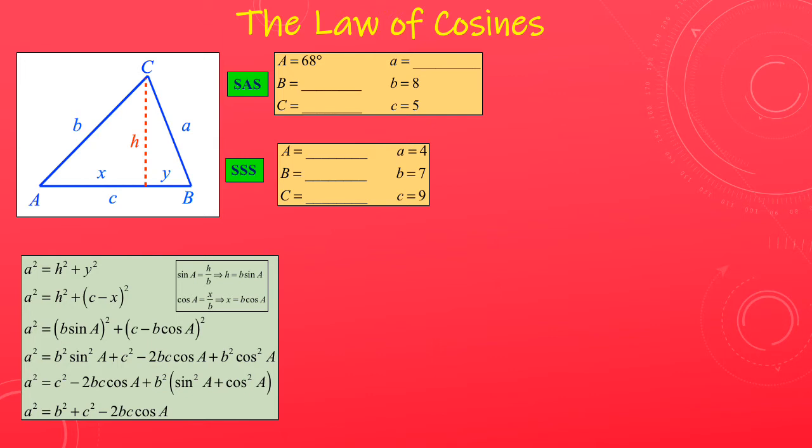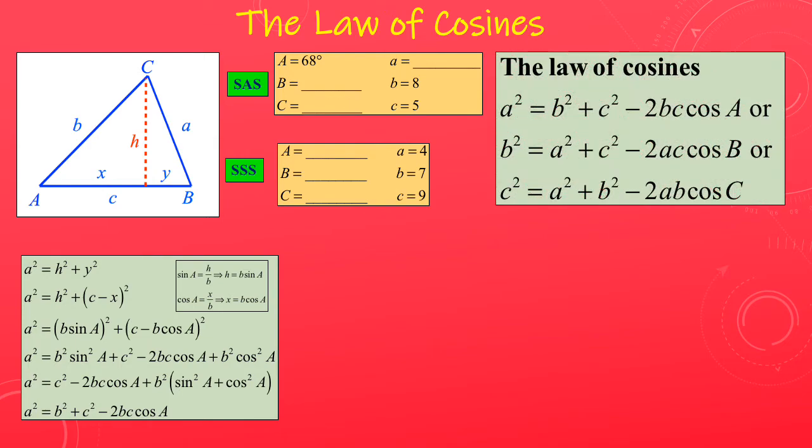Rearranging our terms and doing a little factoring, we get a squared is equal to c squared minus 2bc cosine A plus b squared times the quantity sine squared of A plus cosine squared of A. But we know that sine squared of A plus cosine squared of A is equal to 1, and we are left with a squared is equal to b squared plus c squared minus 2bc cosine of A. So we have the law of cosines.